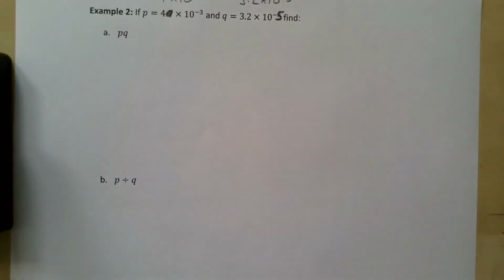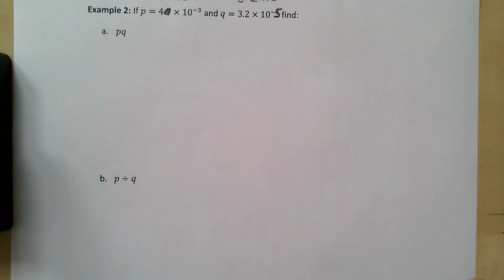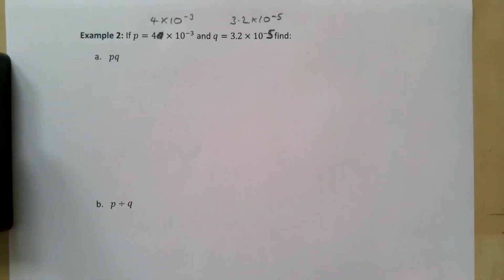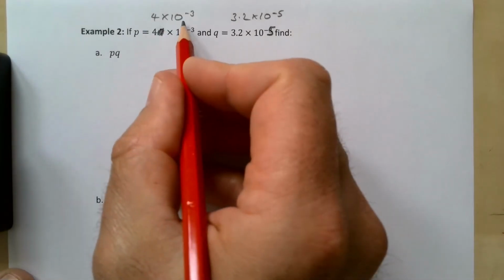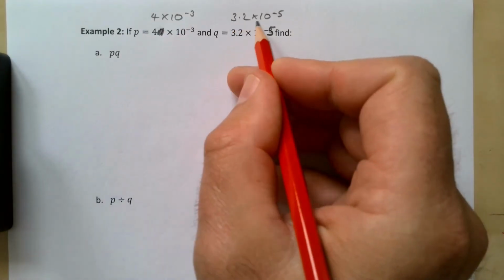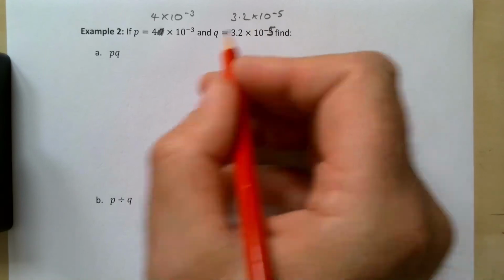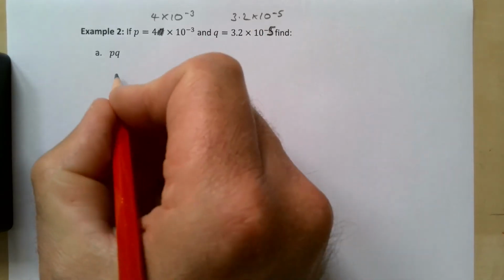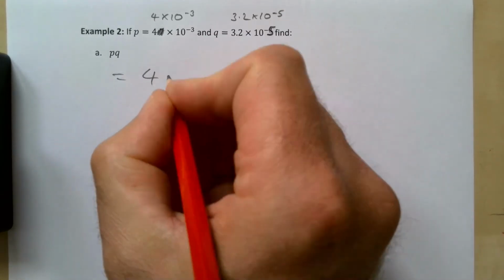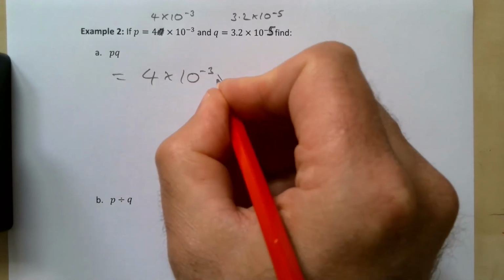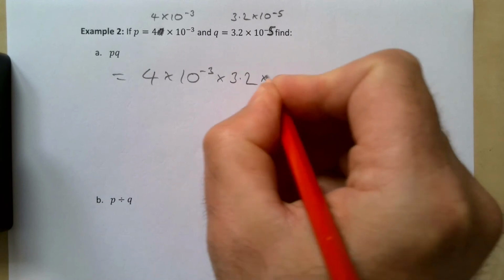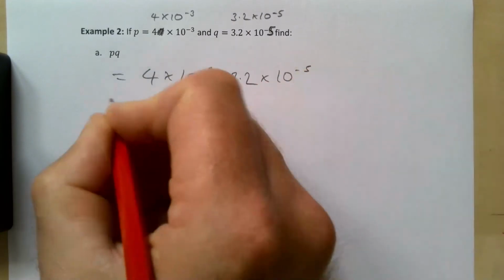Second example then, and again I've changed it very slightly just because the numbers were a wee bit crazy. So if P is 4 times 10 to the minus 3 and Q is 3.2 times 10 to the power of minus 5, find PQ. So we're going to do 4 times 10 to the minus 3 multiplied by 3.2 times 10 to the power of minus 5.